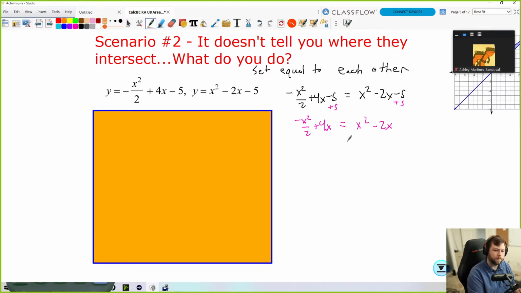And now I'm going to say add 2x to both sides. Those go away. Get x squared equals -x squared over 2 plus 6x. And now I want to get this x squared over here. So I'm going to subtract x squared on both sides.